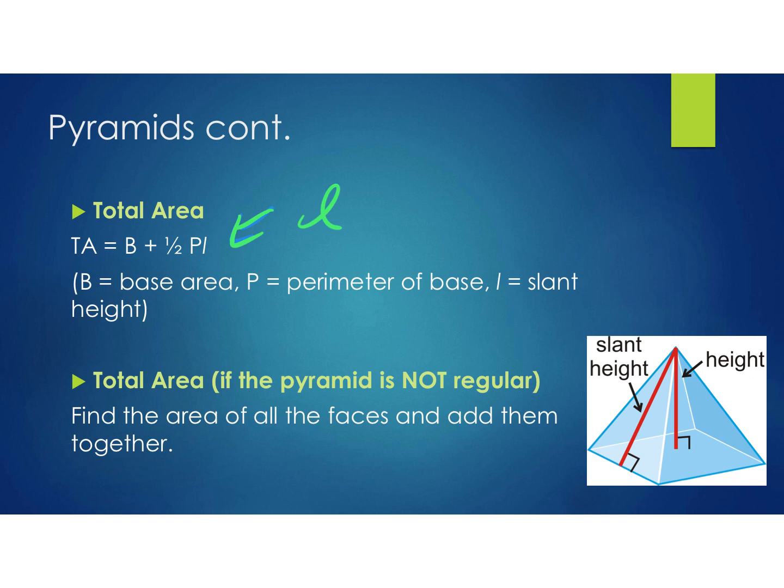Now, if the shape on the bottom is not regular, if it's not a square or an equilateral triangle or a regular hexagon or any other regular polygon, you just have to find all the faces separately and add them up.